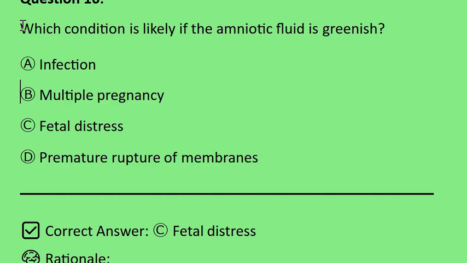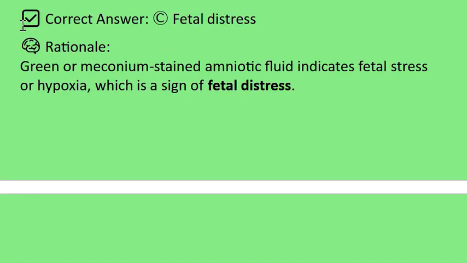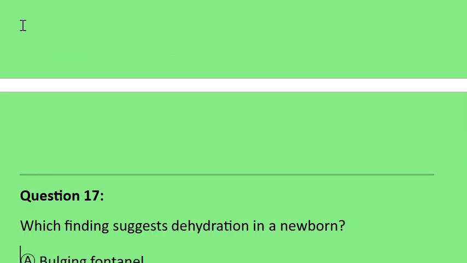In this situation, the correct answer is option C, fetal distress, and the rationale is green or meconium-stained amniotic fluid indicates fetal stress or hypoxia, which is a sign of fetal distress.